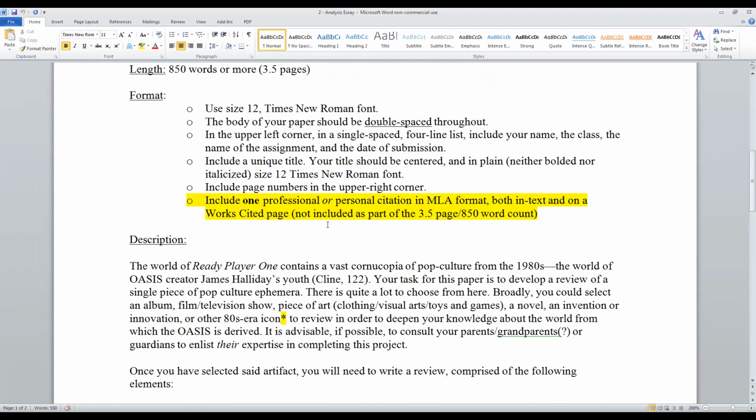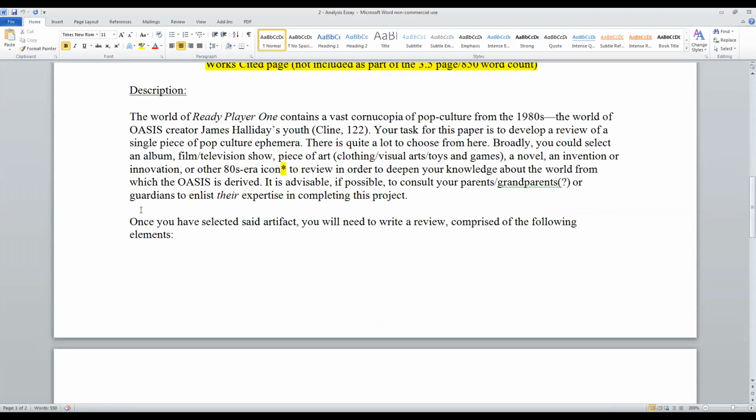You're going to include one professional or one personal citation prepared in MLA format, which is going to require an in-text or parenthetical citation, as well as an additional works cited page citation, which is separate from the 3.5 page or 850 word count for the essay. So again, what are we doing here?